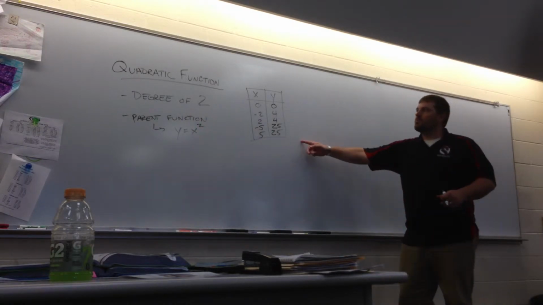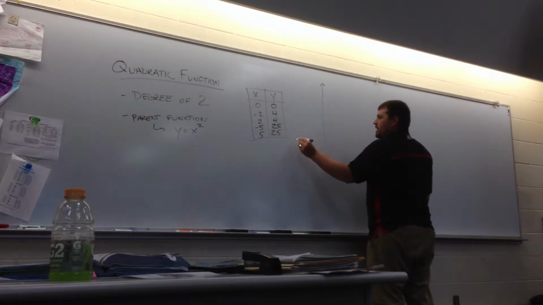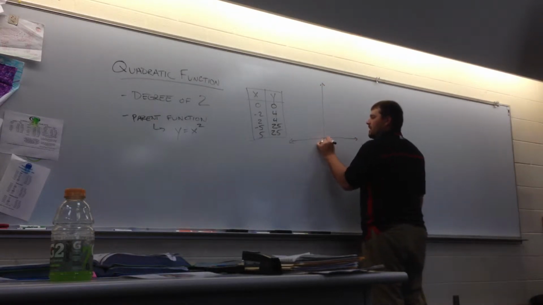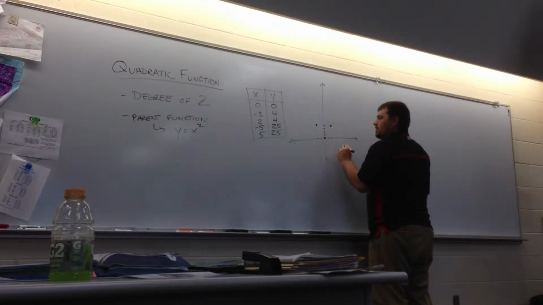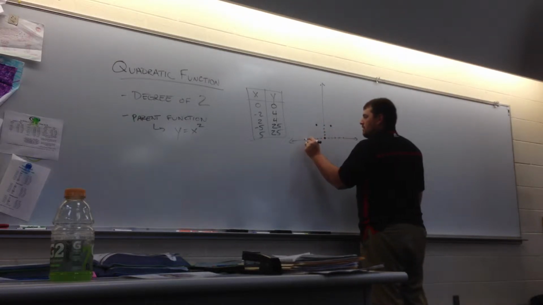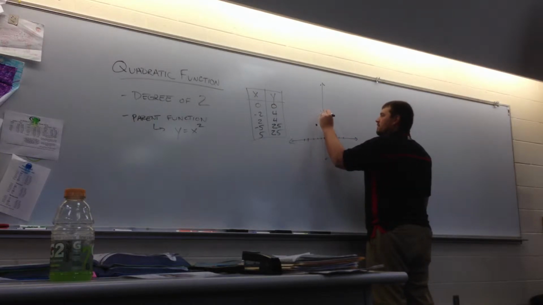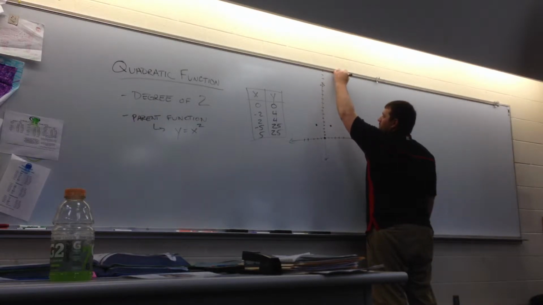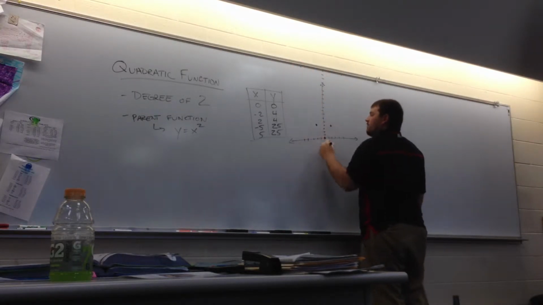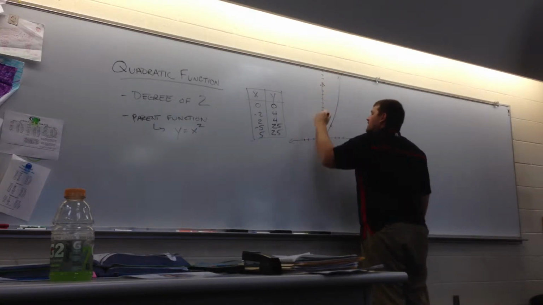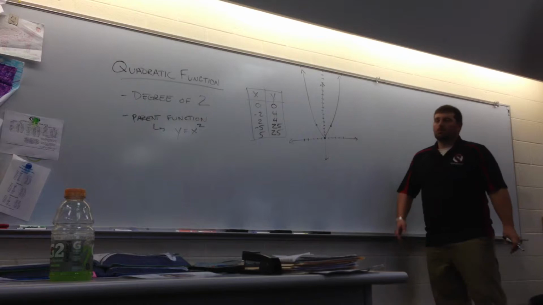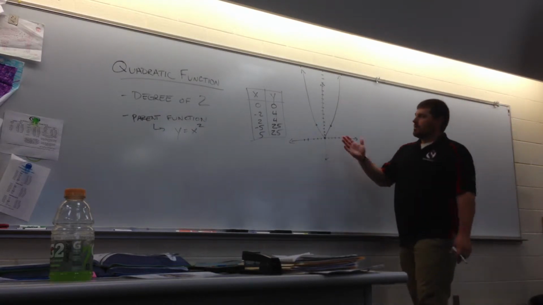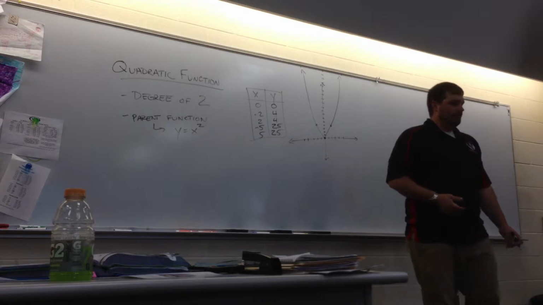And when we graph these ordered pairs, we've got 0, 0, -2, 4, 2, 4, and then 5, way up here at 25, should be almost pretty much off the board. When we connect these, it's going to look something like this, or like a U shape. This is the parent function. This is called a parabola.